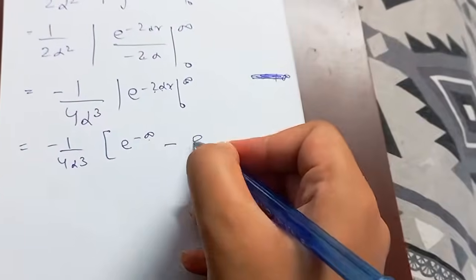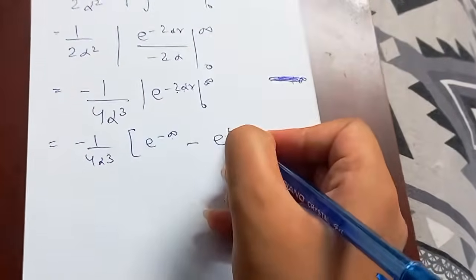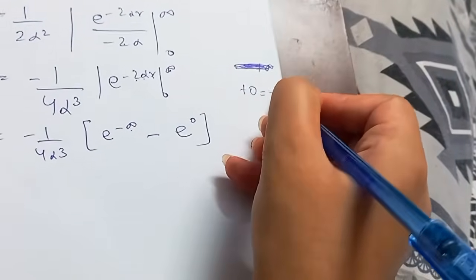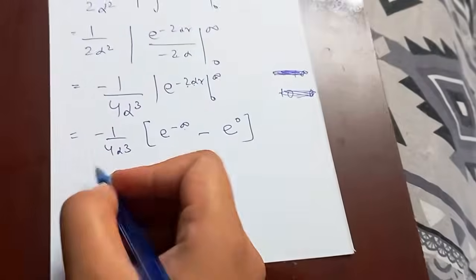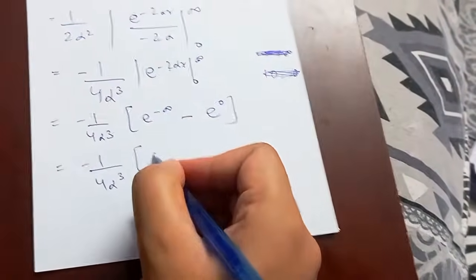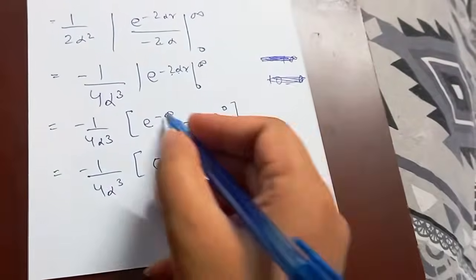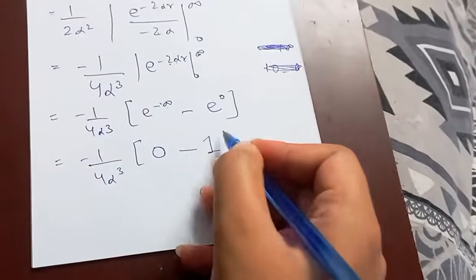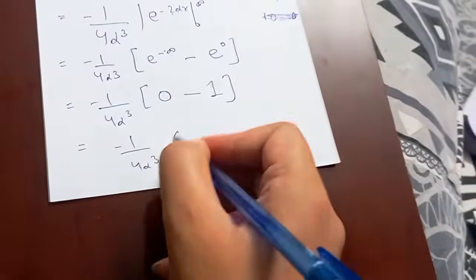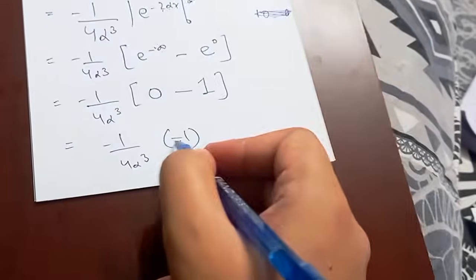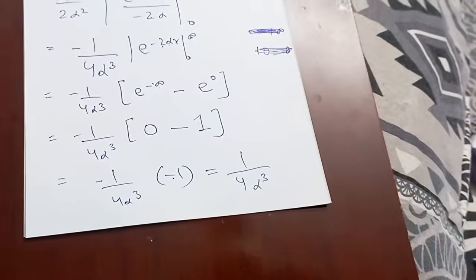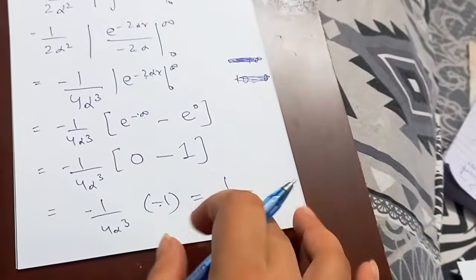Upper limit minus lower limit, we'll put 0 in place of r, so it's this. Plus 0 is equal to minus 0, so that is why I didn't write 0 here. 1 over 4 alpha cube, e to the power minus infinity is equal to 0. Okay, this is equal to 0 minus e to the power 0, which is 1. So it's 0 minus 1, which is minus 1, and minus 1 becomes plus 1 over 4 alpha cube. This is the value of that integral.